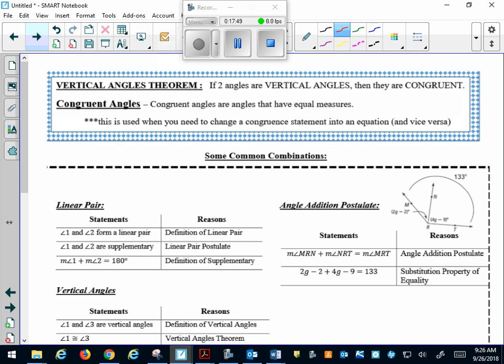All right, so if you turn the page then, the vertical angles theorem, just a reminder, if two angles are vertical angles, then they are congruent. And just to make sure we all understand what congruent means, congruent angles are angles that have equal measures. So both of these can be reasons in a proof as well. Often, oh my gosh, this is not even the final version. Does yours say that or something else? Yes. I don't know what happened to my final version. Okay. You should have like definition of congruent.